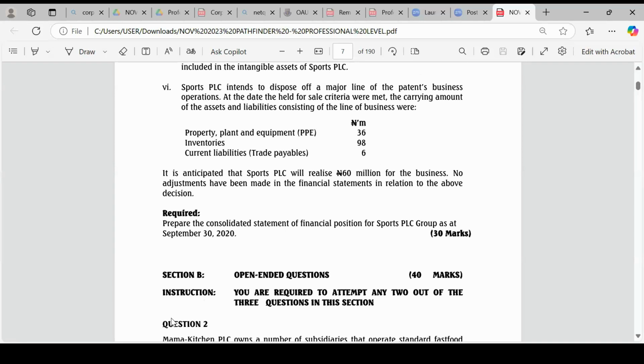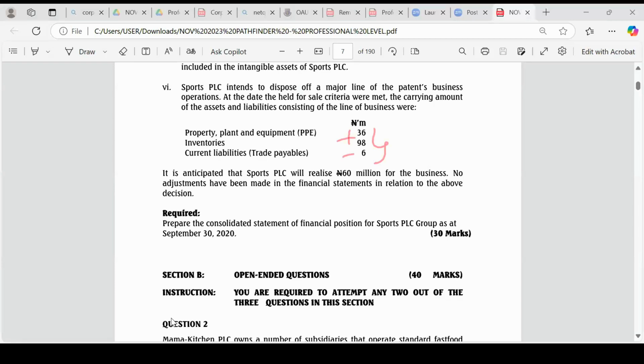At the date the held for sale criteria was met, the carrying amount of the assets and liabilities consisting of the line of business were PPE, inventories, current assets, that is trade payables. All right, okay. We'll just calculate the net asset here. What is the net asset we have according to our books? Have this plus this minus this.